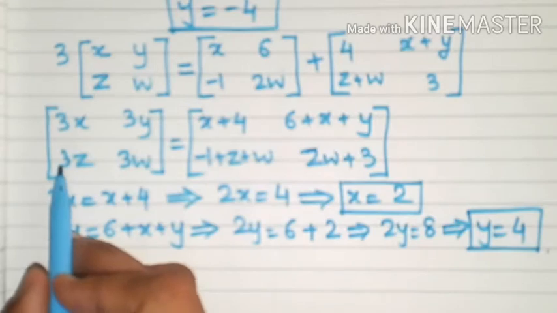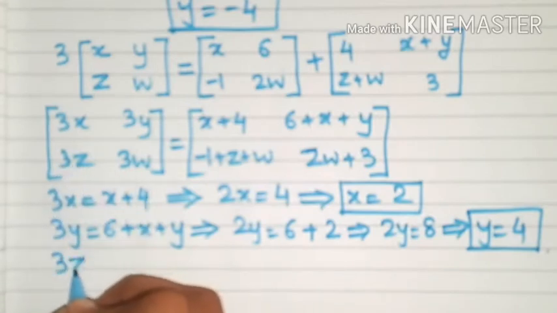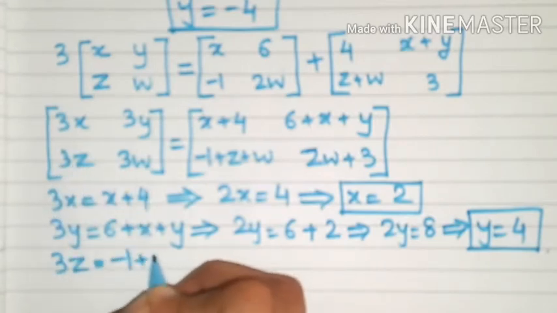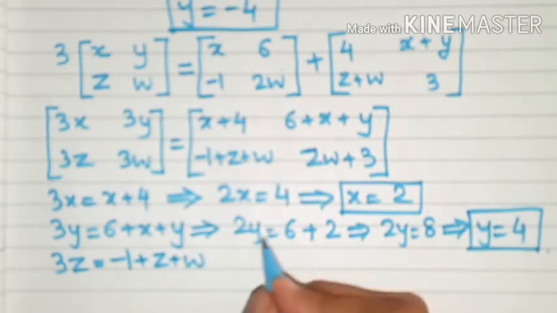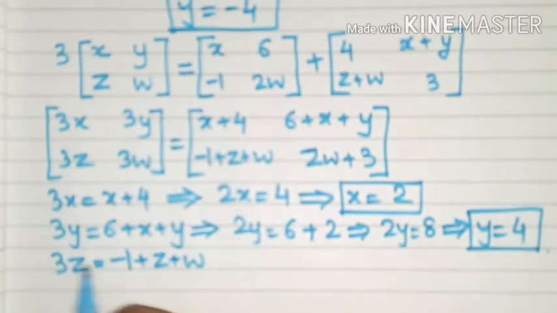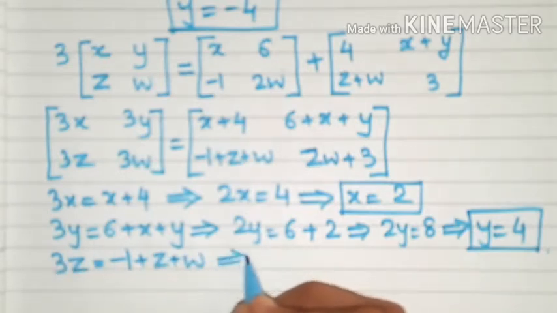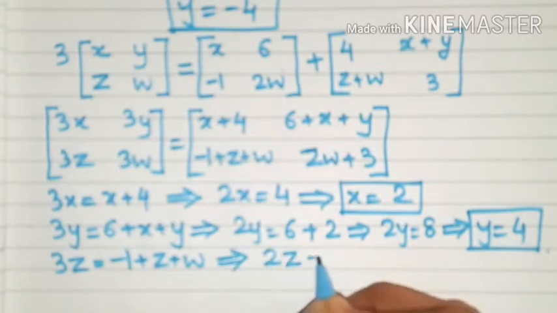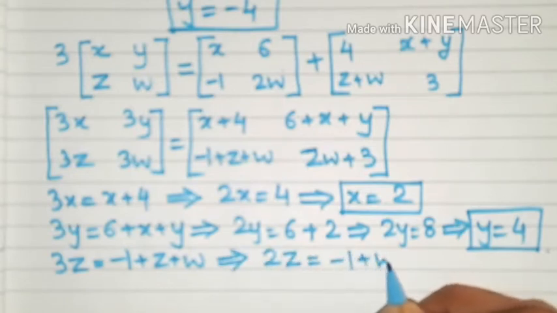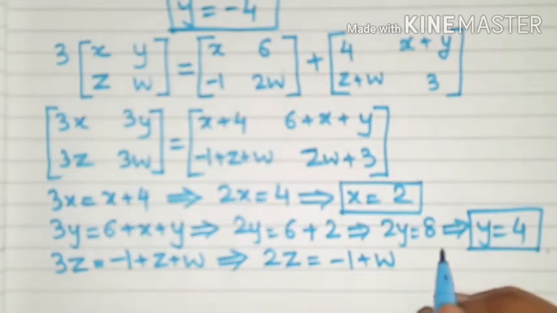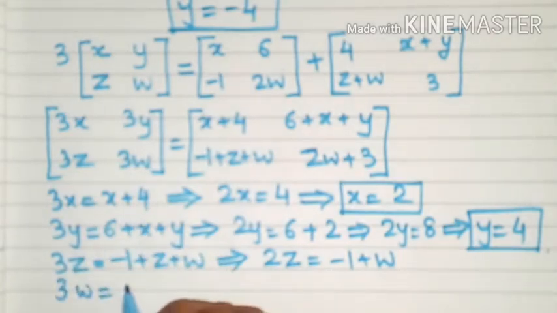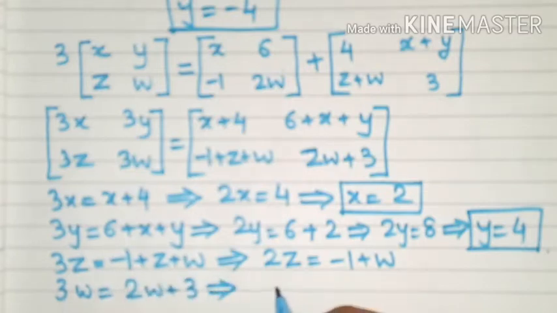Now we come to the second row, first column, which is 3z is equal to minus 1 plus z plus w. So here I can bring the z on this side. So when I do that, I'll get 2z is equal to minus 1 plus w. Let's keep it as it is. The second row, second column is 3w is equal to 2w plus 3, which means I can bring the w on this side. I'll get w is equal to 3.